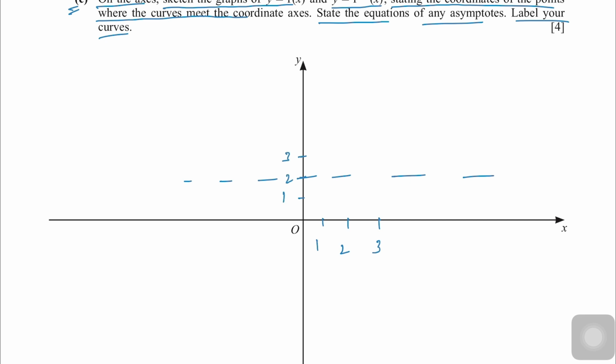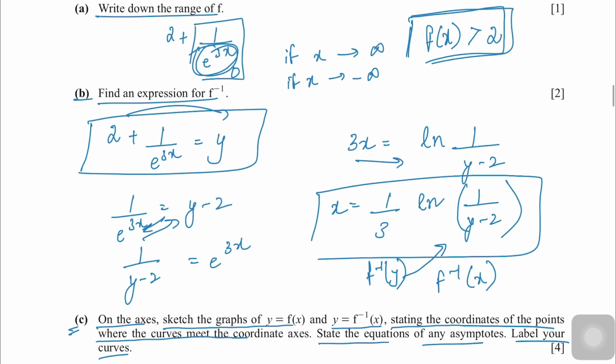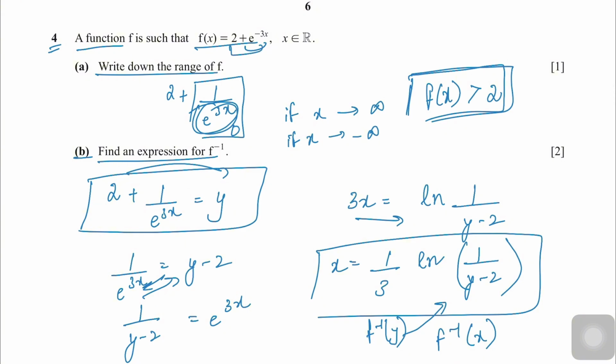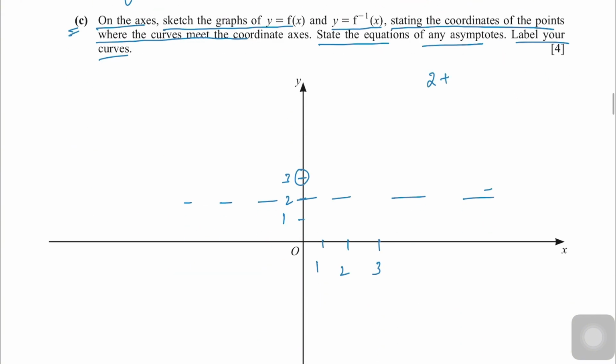So f of x needs to be greater than 2. So this would be something like this. And we need to calculate where it would be meeting y. So we can substitute x as 0 over here. So this would be 2 plus e powered 0, which is 1. So this would be 3. So here it would be meeting, and then since 2 is the asymptote, our graph would look something like this. So this is our f of x.